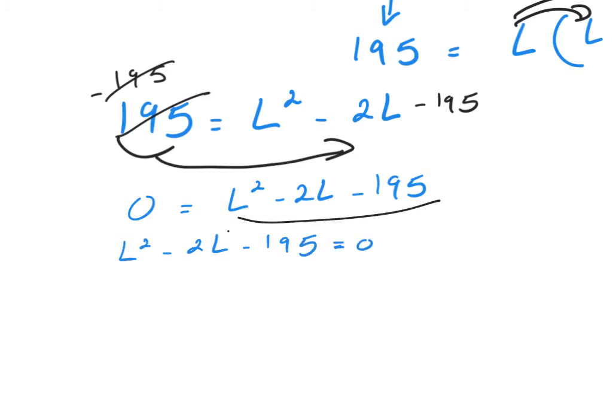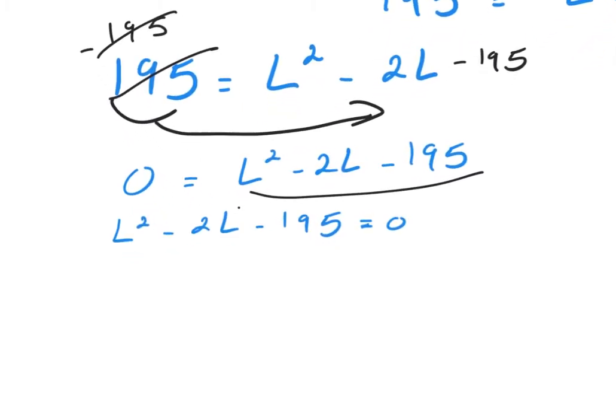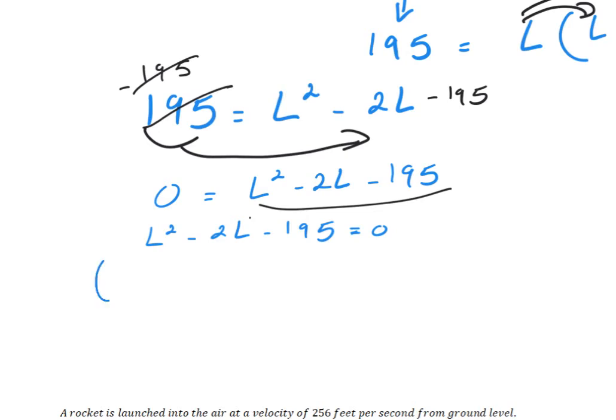Well, here we have a quadratic equation. We can use factoring here. So we can have two parentheses, and we're going to solve for L. So we're going to have L and L. And since A, which is the coefficient of L squared, is 1, we need to find two values whose product is negative 195, and whose sum is going to be negative 2.